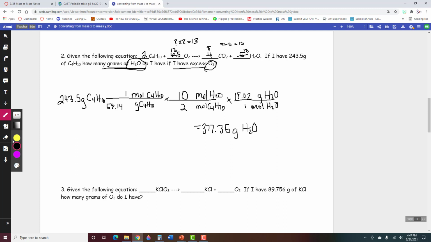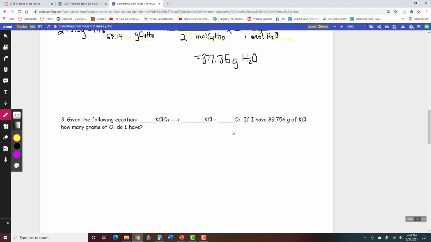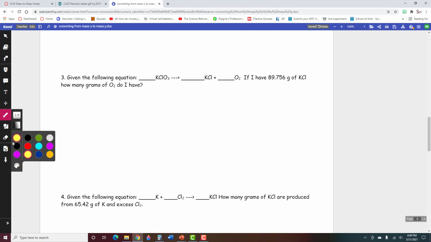And then one thing you can do is cancel your units. Just make sure your diagonal units are the same. Diagonally they should be the same. And if that's the case, then you did a good job there setting that up. Alright, on to the next one.